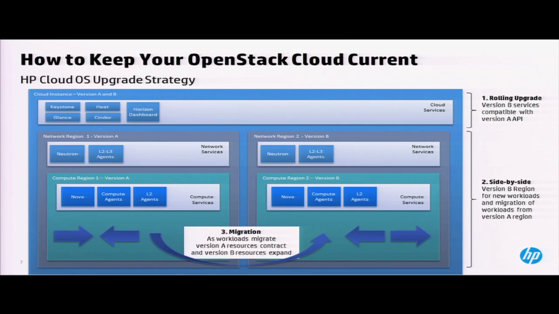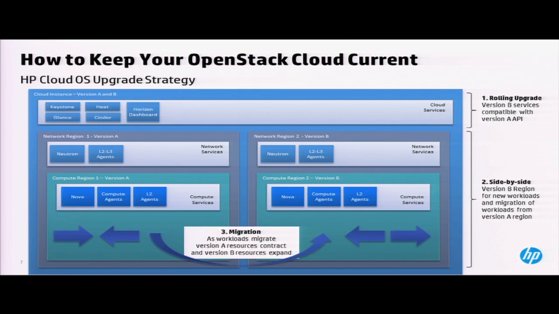So if you look at the simpler type services, services like Keystone or services like Glance, we believe that we can do an easy rolling upgrade whereby we upgrade the service to the next version and then it will have minimal impact, if no impact, on the current environment. Again, assessing what actually changed within those services and then how they impact the configurations that I have.